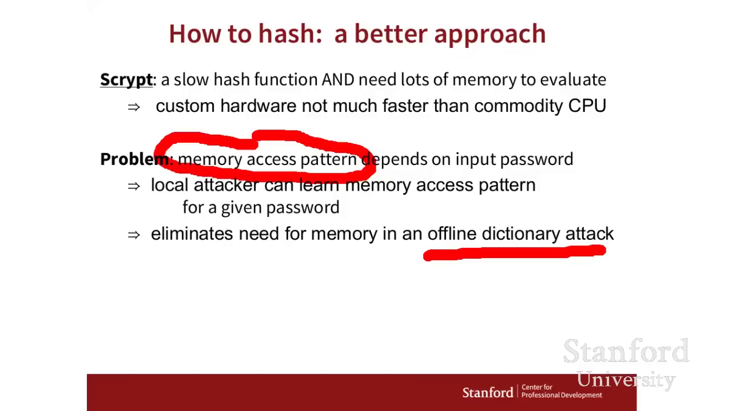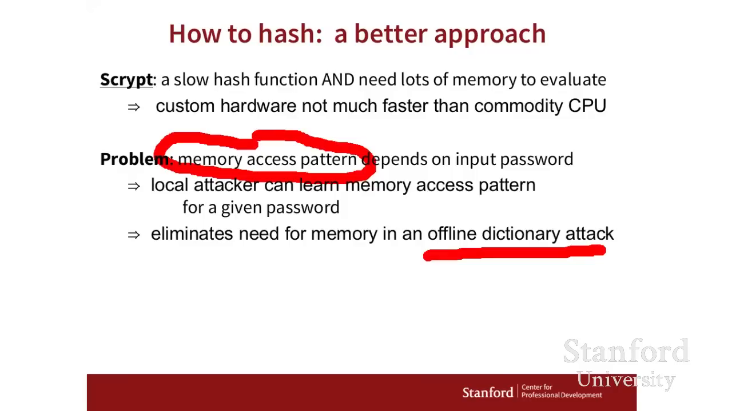Because what the attacker would do is just try one password after another, but he wouldn't actually evaluate the hash function. He would just compute the memory access pattern associated with the hash function. And as soon as he sees that the word, say, 1, 2, 3, 4, 5 does not match the memory access pattern that the user generated with his password, he knows that the user's password is not 1, 2, 3, 4, 5. So again, he can re-instantiate the offline dictionary attack without memory, just using the memory access pattern.